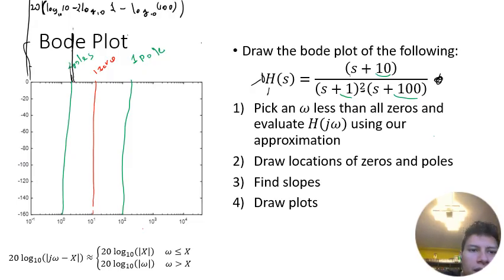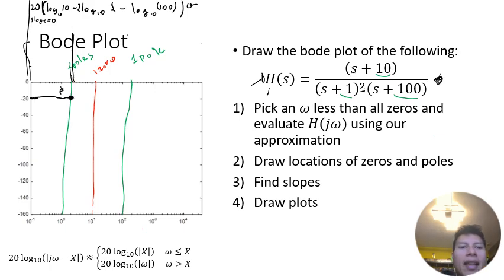Since there are no poles or zeros to the left of this region, our slope equals 0, and the value is determined by this expression. Log base 10 of 10 is just 1, 2 times log base 10 of 1 is 0, and log base 10 of 100 is just 2. So we have 1 minus 2, which gives negative 1, times 20 gives negative 20. So this is constant here.